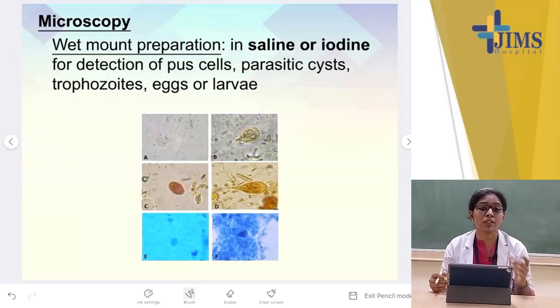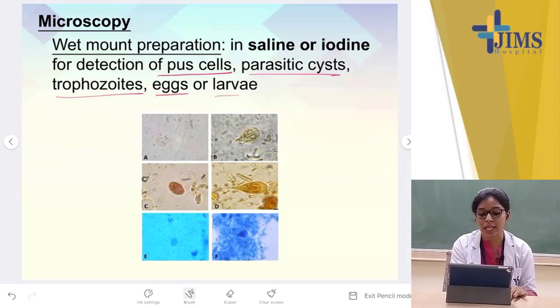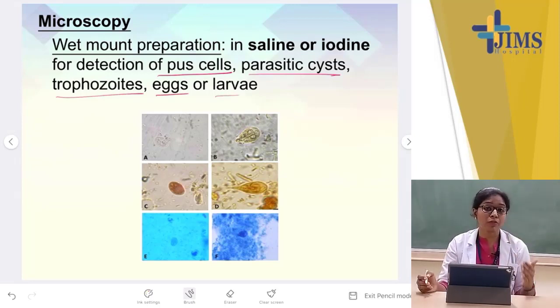So you observe certain characteristic features. What can they be? These can be detection of pus cells, parasitic cyst, trophozoite, eggs or larva. Whatever is the infective stage of that particular parasite, that's what you will identify in the stool. Depending upon that, you will identify cyst, trophozoite or whatever it is. As you study parasitology, you will get to know it.